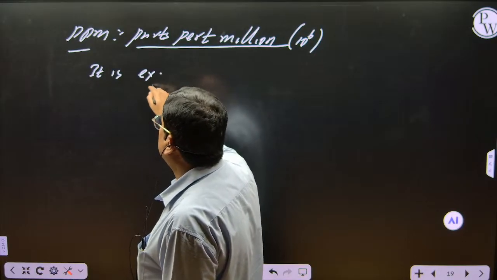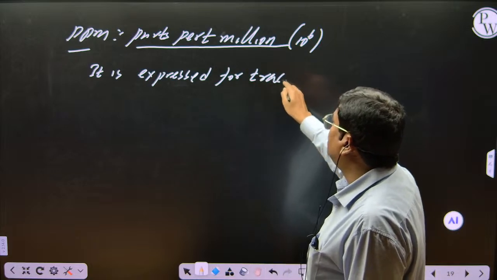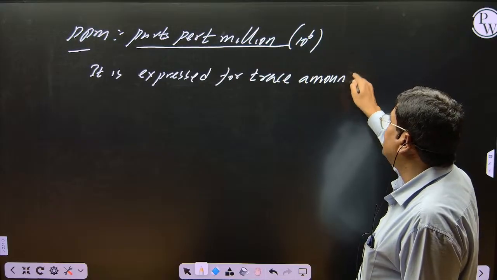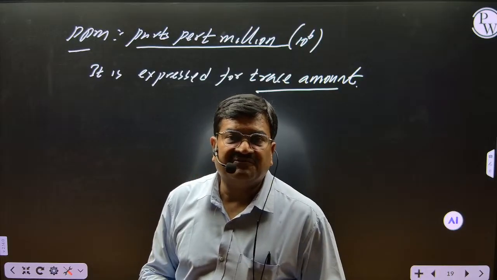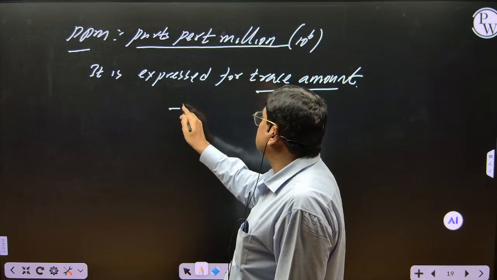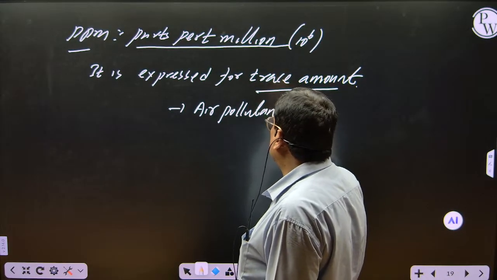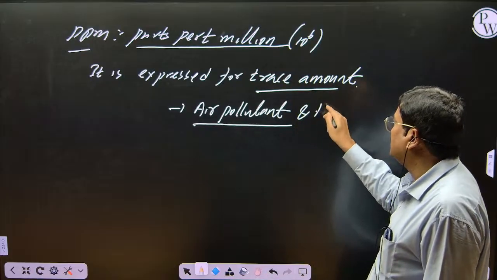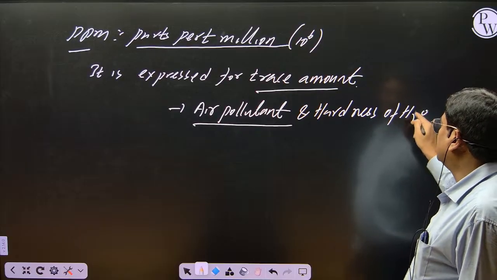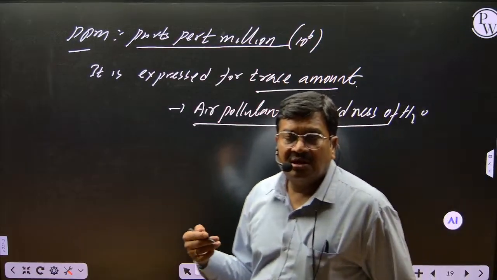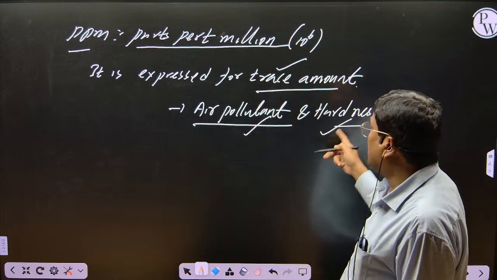It is expressed for what? A very trace amount, for trace amounts like air pollutants. You know air pollutants will be expressed in ppm. As well as, in 10th standard, 11th standard you may have hardness of water. So to express what? Air pollutants as well as what? Hardness of water. You know hardness of water is due to calcium ions and magnesium ions. Hardness of water is also expressed in ppm. So in the exam they ask you for what type of concentration we express ppm: very trace amounts like air pollutants and hardness of water.